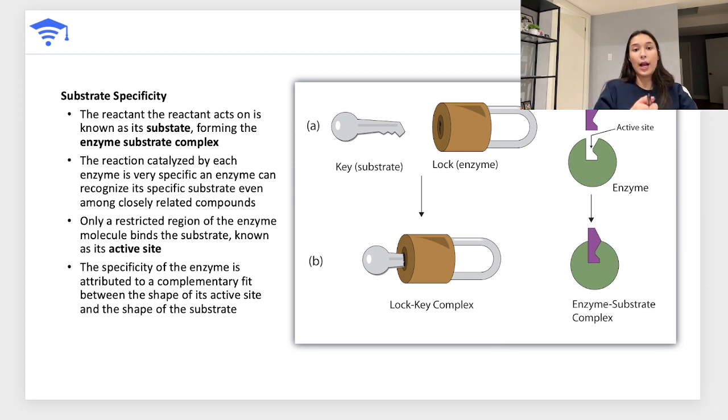Now, the reaction catalyzed by each enzyme is very specific. An enzyme can recognize its specific substrate even among closely related compounds. So only a restricted region of the enzyme molecule binds a substrate, and this is known as its active site. Now, this is where the lock and key model comes from. If we look at this enzyme here, its active site is just, you can imagine it as a little pocket in the enzyme where the substrate comes in and binds. It's the binding spot for the substrate.